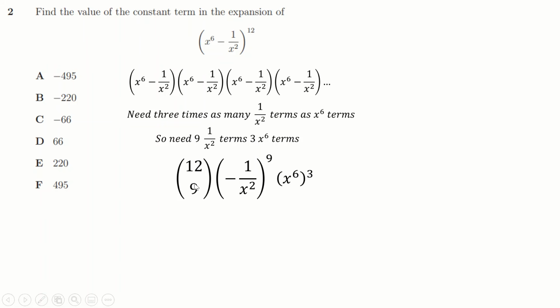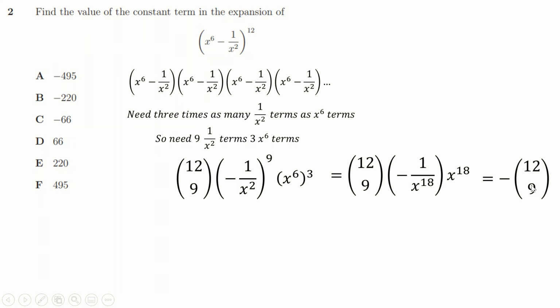Now, I'm doing 12 choose 9 because I'm choosing 9 of these. I could do 12 choose 3, and it would be the same thing, and I'll explain that in a second. But I'm just going to do 12 choose 9 of this. Now, when I take this to the power 9, that's going to be 1 over x to the 18, which is going to cancel with this x to the 18, which is nice, and I'm still going to have a negative in here, because it's an odd number of negatives.